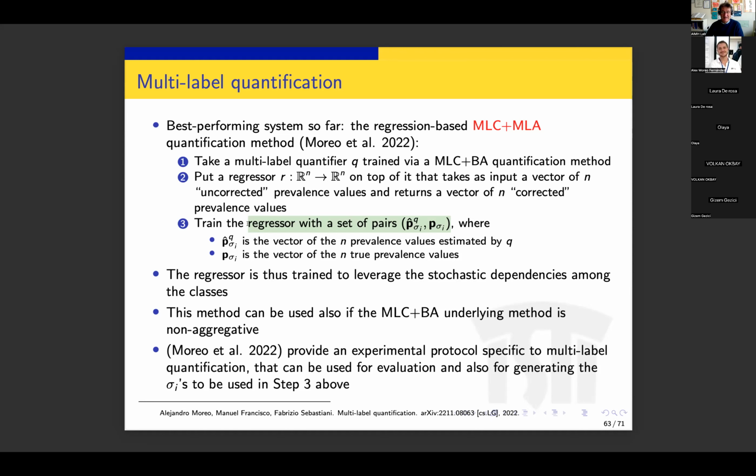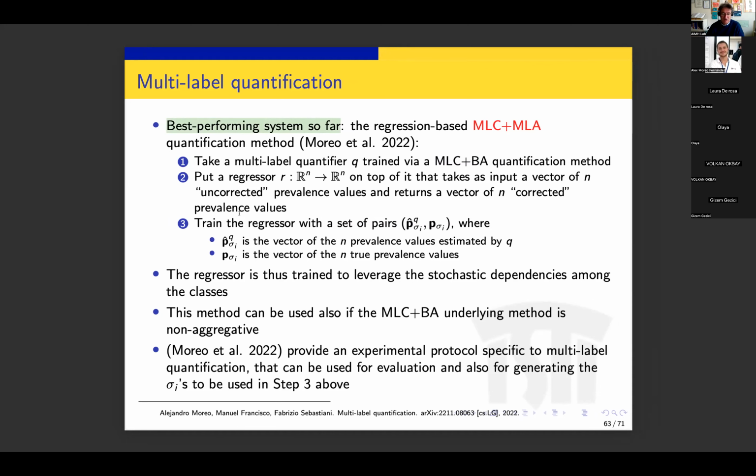And you can apply this regressor on top of any type of quantification, multi-label, multi-class quantification methods, and especially one that hasn't taken into consideration the stochastic relations between the classes in the aggregation phase. Something that I would like to note is also that this has proven the best performing system so far. So it's sort of the state of the art in multi-label quantification.